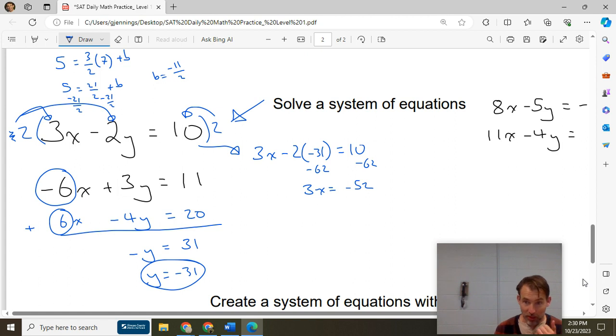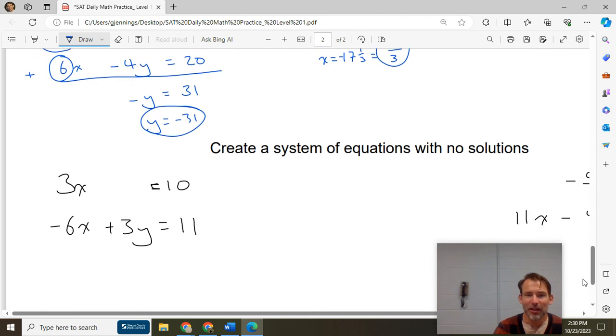And then we divide both sides by 3. So x is equal to -52 over 3. 52 is not divisible by 3, but 17 times 3 is 51. So this is 17 and 1/3, but it's negative. But I wouldn't write it that way. I would write it negative 52 over 3. Cool. So that's how I would solve that one.